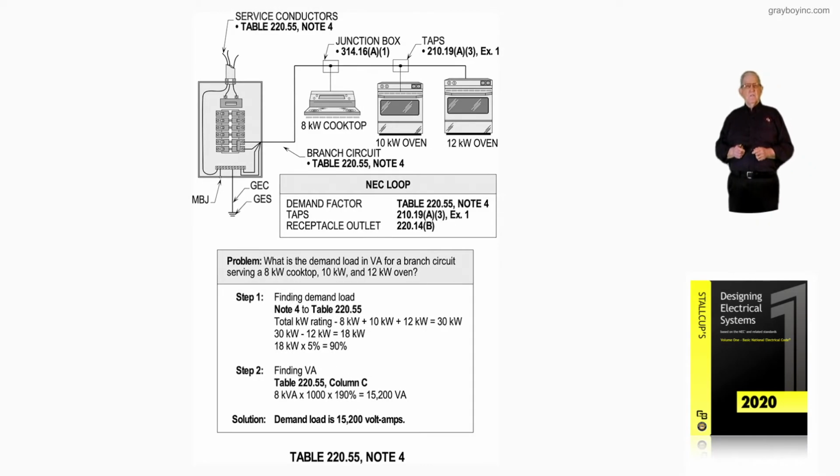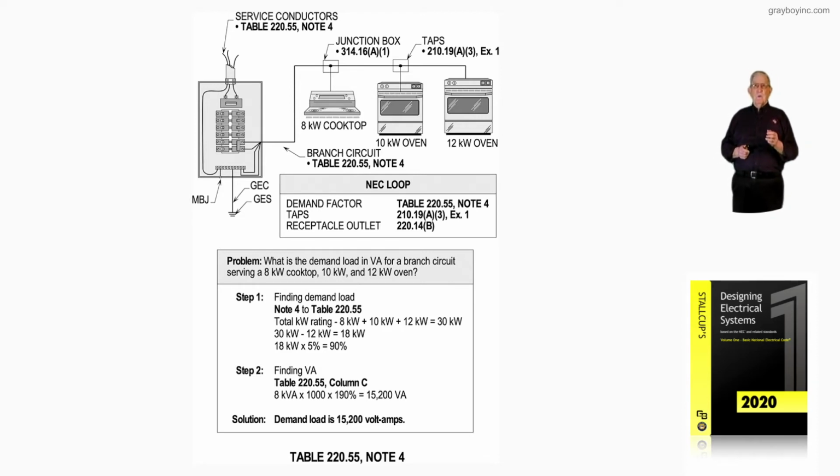Now this illustration deals with note 4 to table 220.55. And how would we apply note 4 based upon the number of ranges, cooktops, ovens, whatever you may have on the circuit? Now, to get into this, first let's look at the NEC loop. The demand based upon connected, we'd find in note 4 to table 220.55.